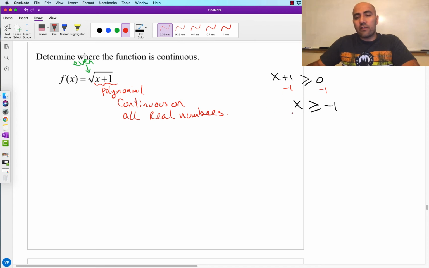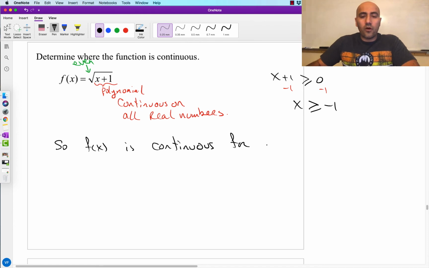So these are the input values. Anything that is greater than or equal to negative 1 will result in a positive number inside the even root, thereby giving me a value that is continuous. Okay? So f of x is continuous for all x greater than or equal to negative 1. All real numbers that are greater than or equal to negative 1.